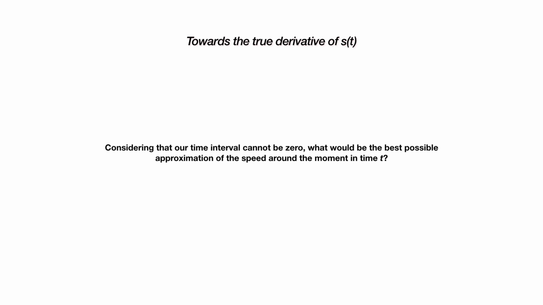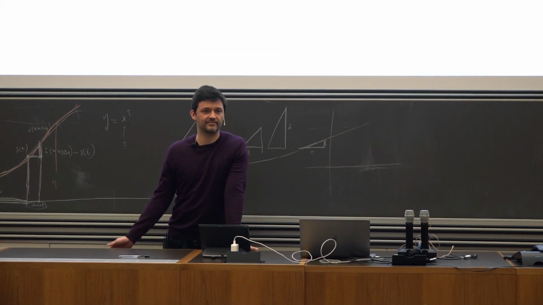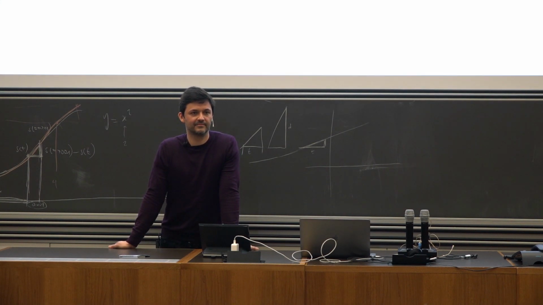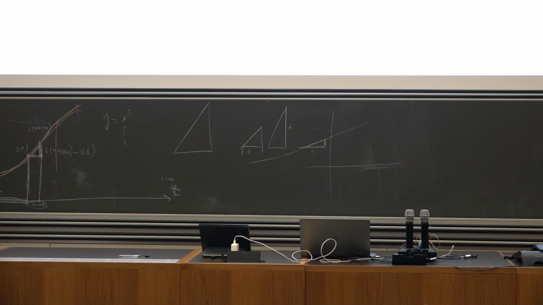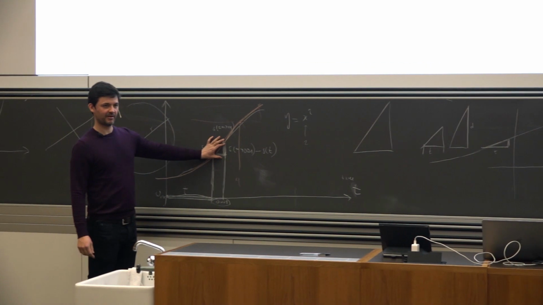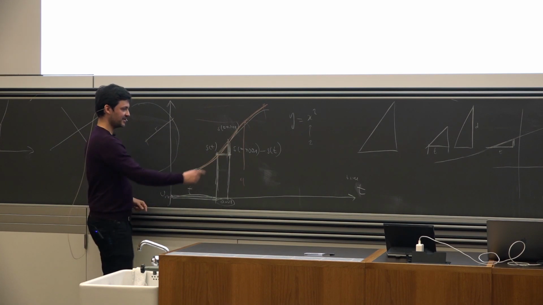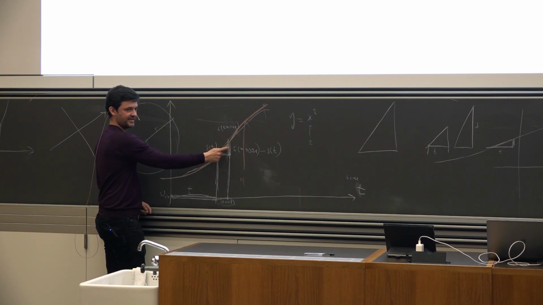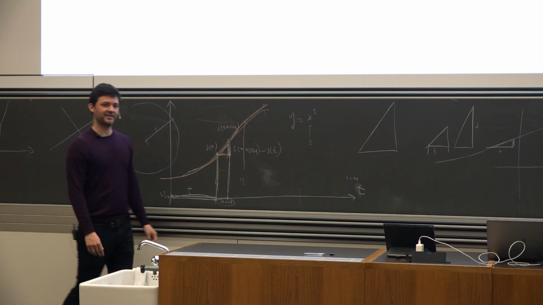Considering that our time interval cannot be 0, what would happen if you said that the interval is 0? What would happen with the speed? Does someone have an idea? I will remind you, we take a certain interval, and then we see the output for that interval, and then we divide the change in distance by this change in time. So if the interval is 0, if we divide this by this, what do we get?